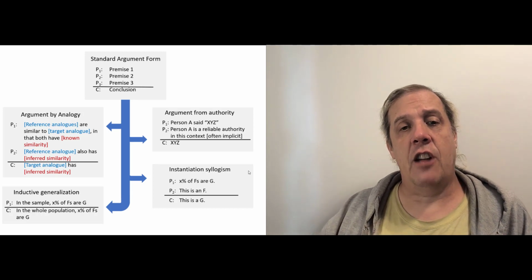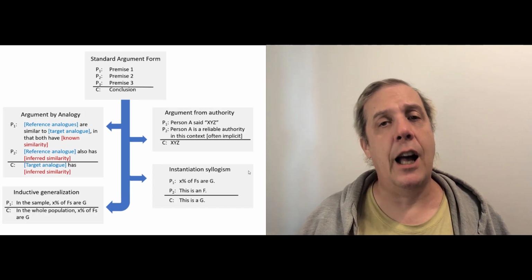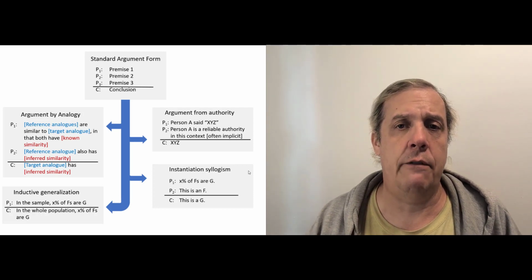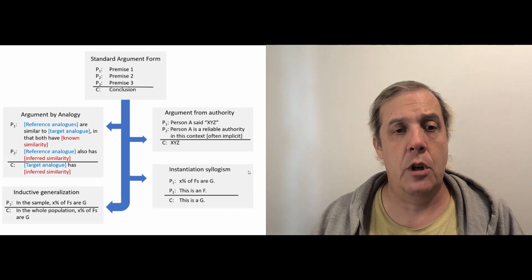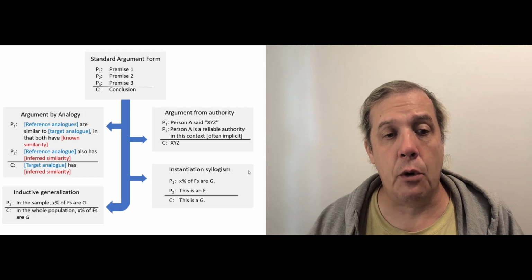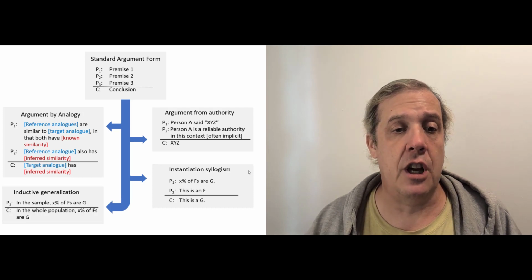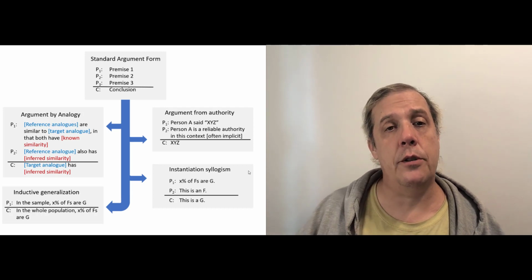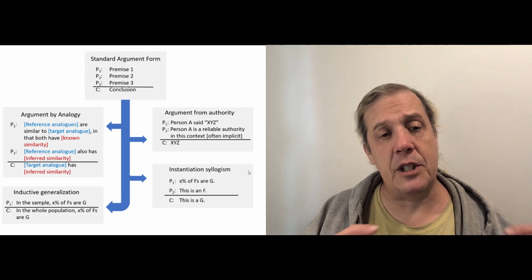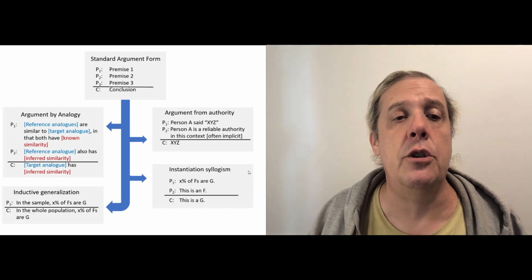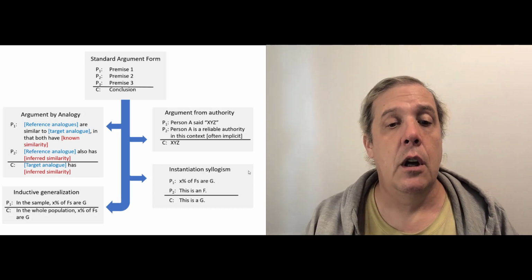In this section, I've been introducing specific kinds of arguments, and each one of those gives you a variation on standard form. So the kinds of arguments were argument by analogy, argument from authority, inductive generalization, and instantiation syllogism. And in each case, there's specific ways that you want to put the premises and a specific way you want to phrase the conclusion to bring out what makes this argument unique, right? Okay.